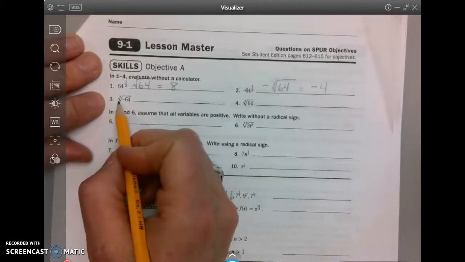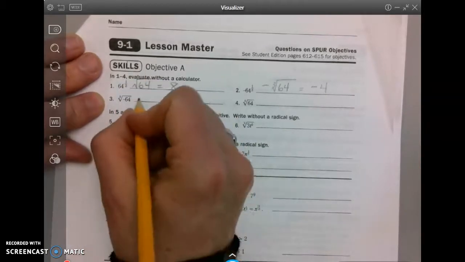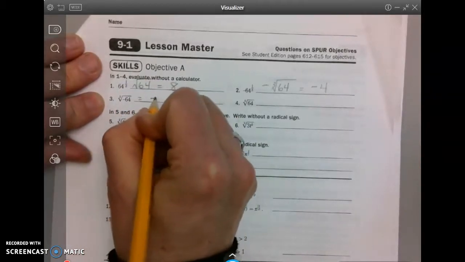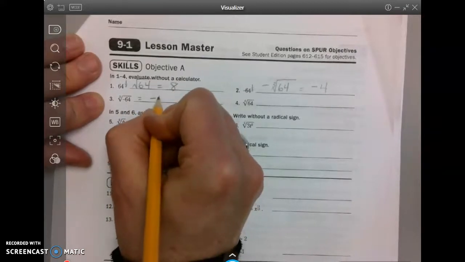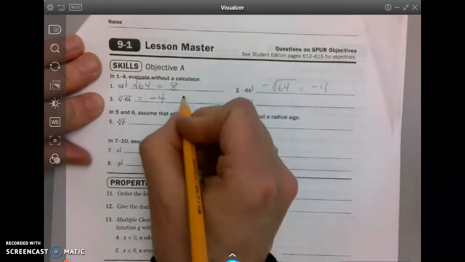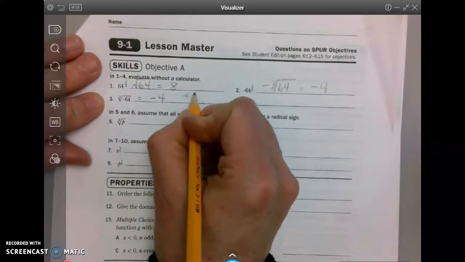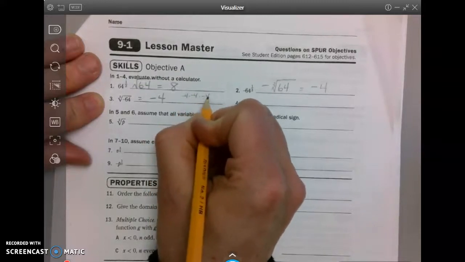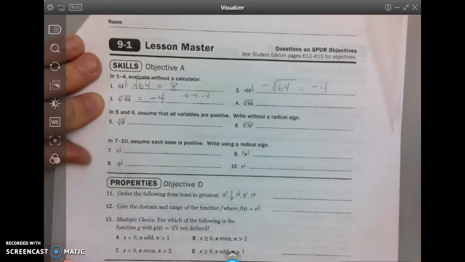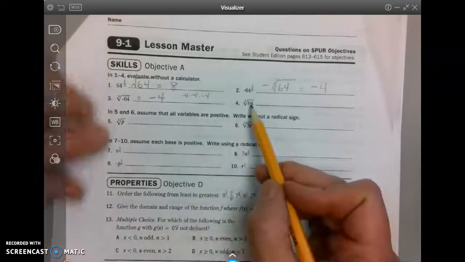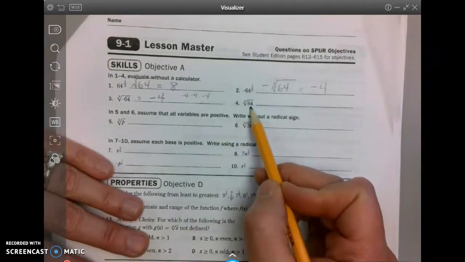Now number 3 says take the cube root of negative 64. So I know it's going to have to be negative, and it's going to be negative 4, because negative 4 times negative 4 times negative 4 would give me negative 64. The fourth root of 64, got to think about this one.